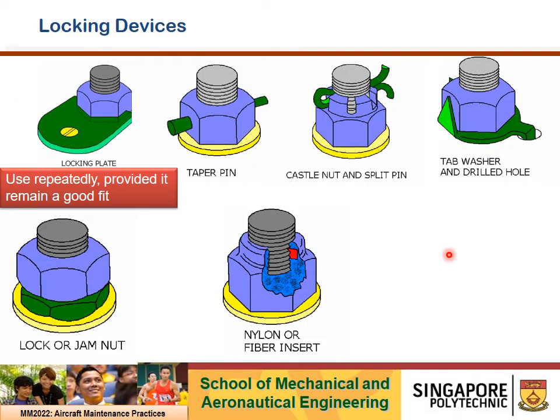These are various examples of locking devices available for aircraft fastener installation. Other than lock wiring, locking plate and taper pin, they can be used repeatedly provided they remain a good fit. For split pin and tab washer, you can only use them once. Once you remove it, you need to replace it with a new split pin and tab washer. Lock or jam nut installation we mentioned earlier, and a nylon or fiber insert, where this self-locking nut is used in low temperature application.